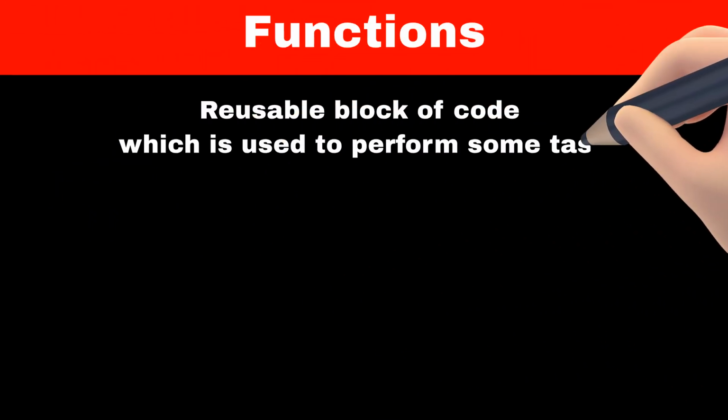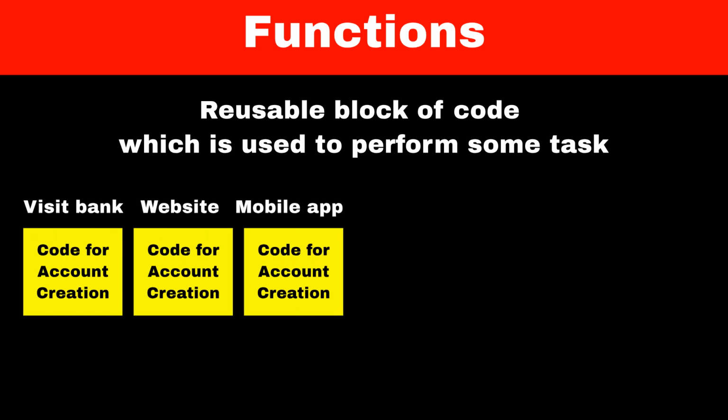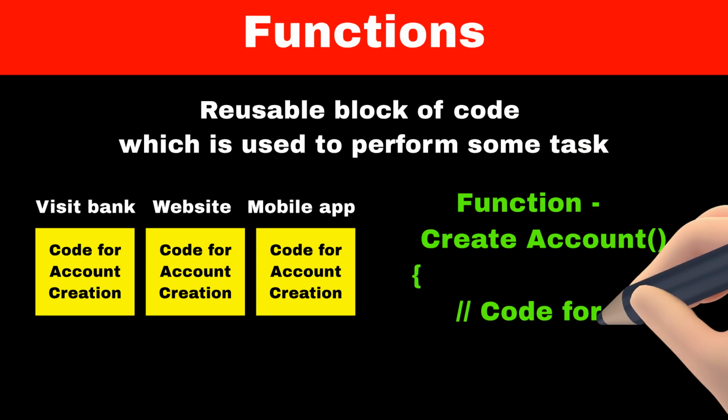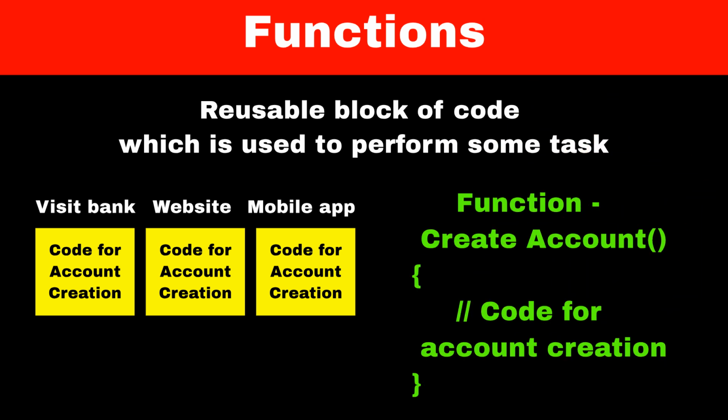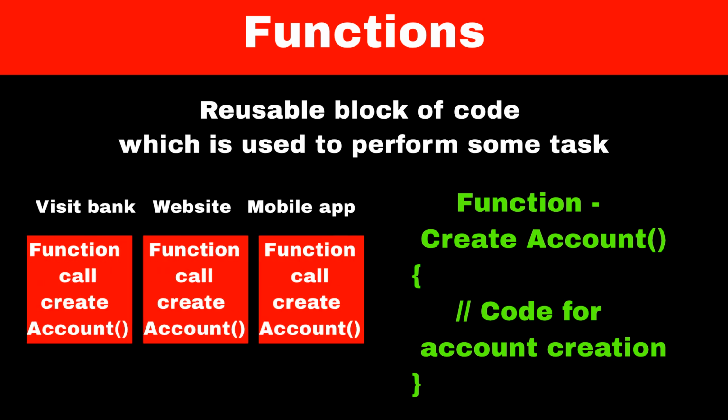A function is a reusable block of code that is used to perform some task. For example, we are repeating code for account creation too many times. So we can create a block of code, that is a function called account creation, which will perform this task for us. Anywhere in the code, if you want to add the account creation feature, you just have to call this function using its name. So instead of writing 100 lines, we can use only the function name to add this feature anywhere in our code.